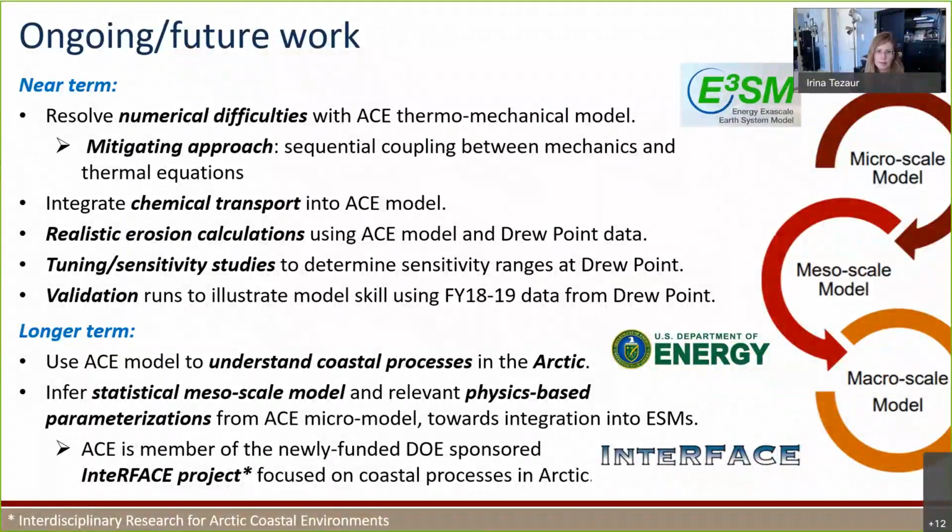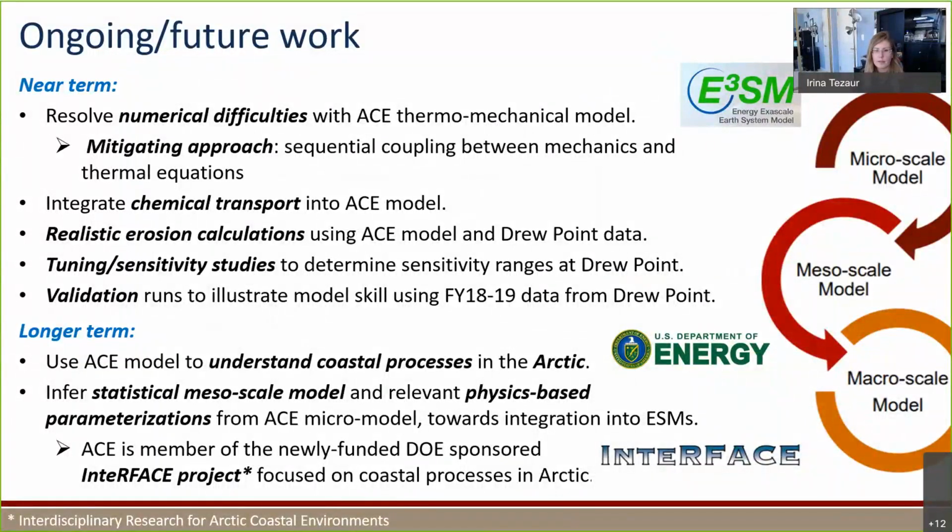So the main priority right now is to resolve these issues with the coupled thermomechanical model that I showed on the 2.5D slice problem, where we're pretty optimistic about that sequential approach helping just from past experience. So we're working on that right now.